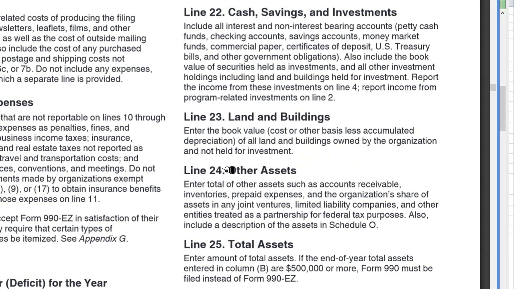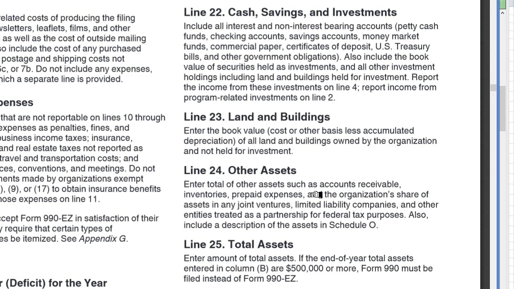So let's look down in other assets. What goes on this line? It says enter total of other assets such as accounts receivable, inventories, prepaid expenses, and the organization's share of assets in any joint ventures, limited liability companies, and other entities treated as a partnership for federal tax purposes. Okay, well that's a bunch of weird stuff that you're not going to encounter too much with a small organization filing 990-EZ. It can happen, but it's not common. So basically we're looking at accounts receivable, inventories, and prepaid expenses. It doesn't say anything about computers and office equipment, so they kind of leave you hanging.